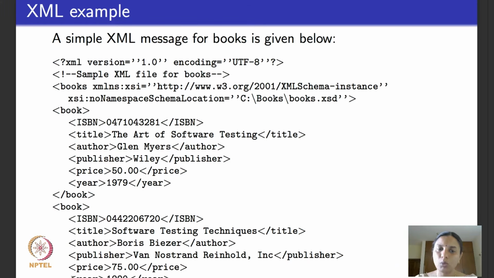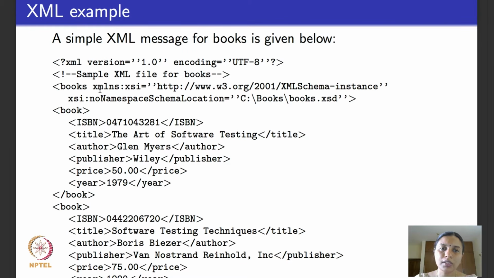Now there could be one more book tag, which again gives the same details for another book. That book's ISBN number is this. The title of the book is called Software Testing Techniques. Author is Boris Beizer. Publisher is Van Nostrand Reinhold. Price is so much. Year is 1990, and so on.